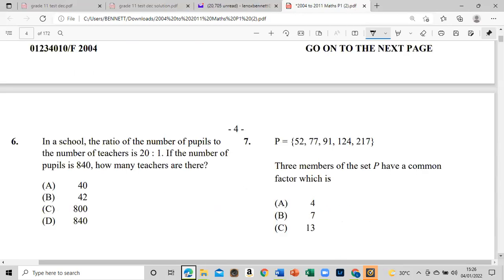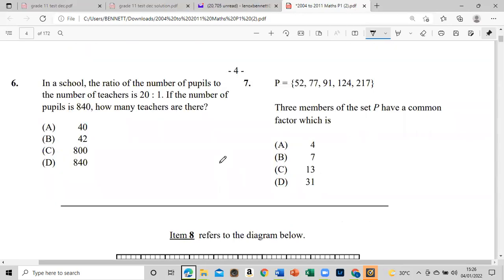Number 6 now. In a school, the ratio of the number of pupils to the number of teachers is 20 to 1. If the number of pupils is 840, how many teachers are there? So I could just write what I'm given. So we have 20 to 1. What this means is, for every 20 students, there is 1 teacher. So if you have 840, put it over here. Each teacher has 20 students. That's one way you can look at it. So we divide this by 20, and that will be our answer, right?